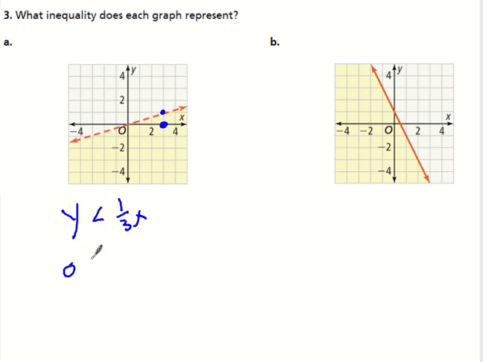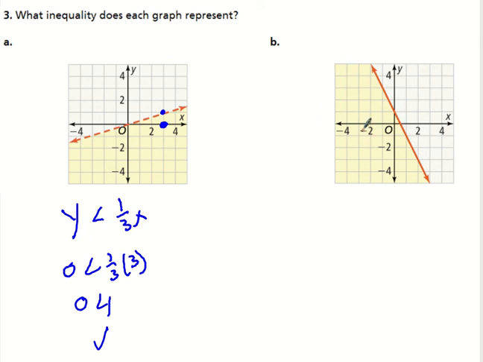Well, so that's y is 0, x is 3. Is 0 less than 1? Yes, it is. So that means I wrote my inequality correctly. Go ahead and try this one. So pause it, see how you do. Try to write your own inequality.